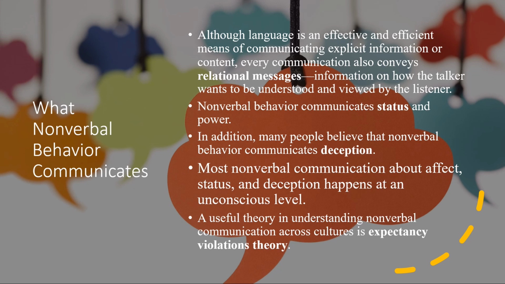So, a useful theory in understanding nonverbal communication across cultures is the expectancy violations theory. And that is that just like with language, we can kind of predict what we expect to come next in a conversation or even next in a sentence. We have those same kind of expectations, typically on an unconscious level, about how we expect people to act and communicate nonverbally. A good example of that from the book is about personal space.